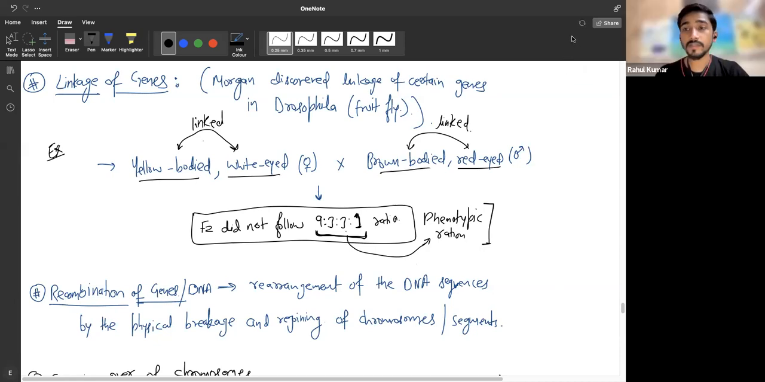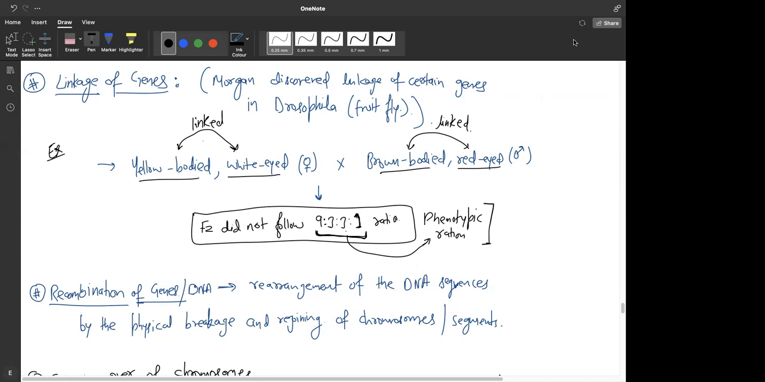9:3:3:1, right? 3:1 is for the one gene interaction. Okay. We also have Saifullah.